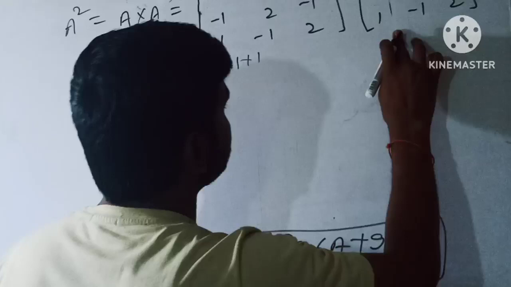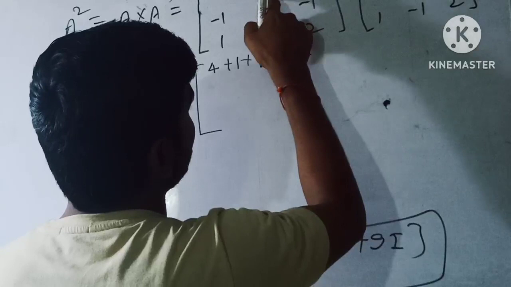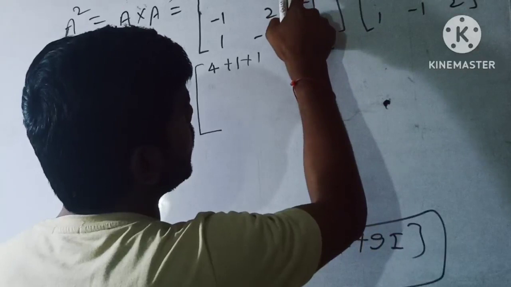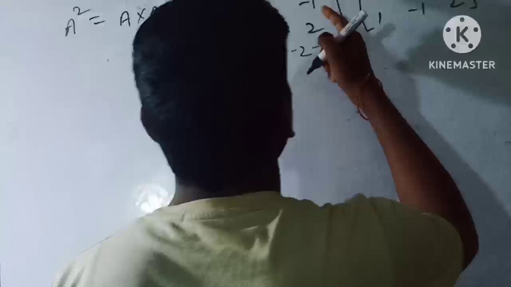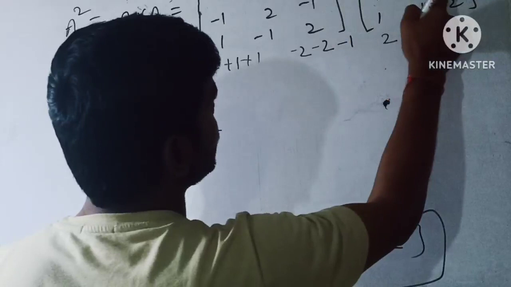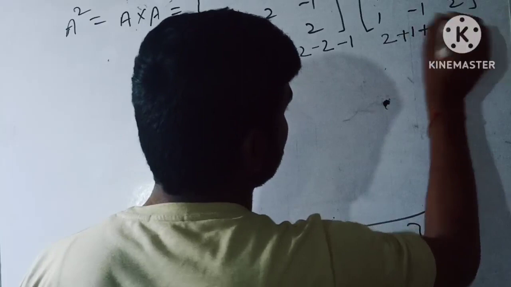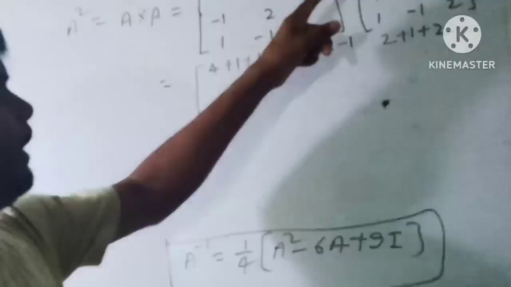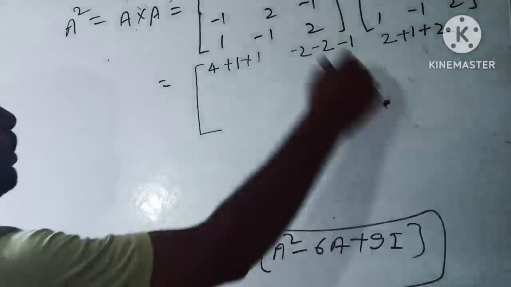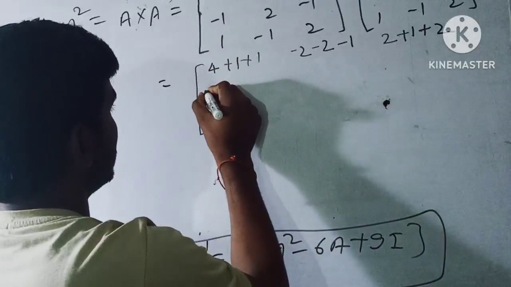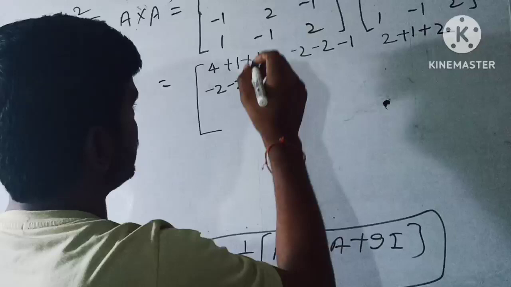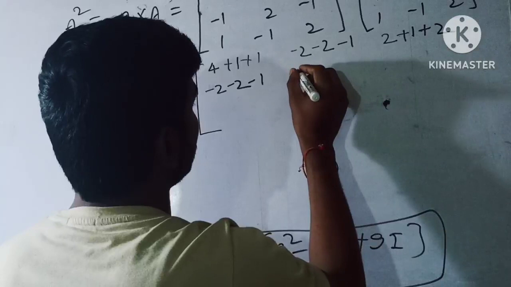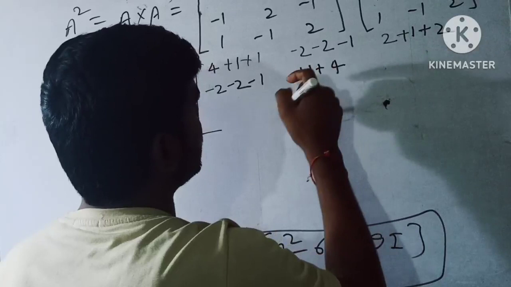After that, 2 into -1, -2, -1 into 2, -2, right? 1 and -1, -1, right? After that, 2 into 1, 2, -1 into -1, +1, right? 1 into 2, +2, right? Now we will take this column, row, and this column, right? Now -1 into 2, -2, 2 into -1, -2, -1, +1, -1, right? So -1, -1, +1, 2 into 2, +4, and -1, -1, +1, right?